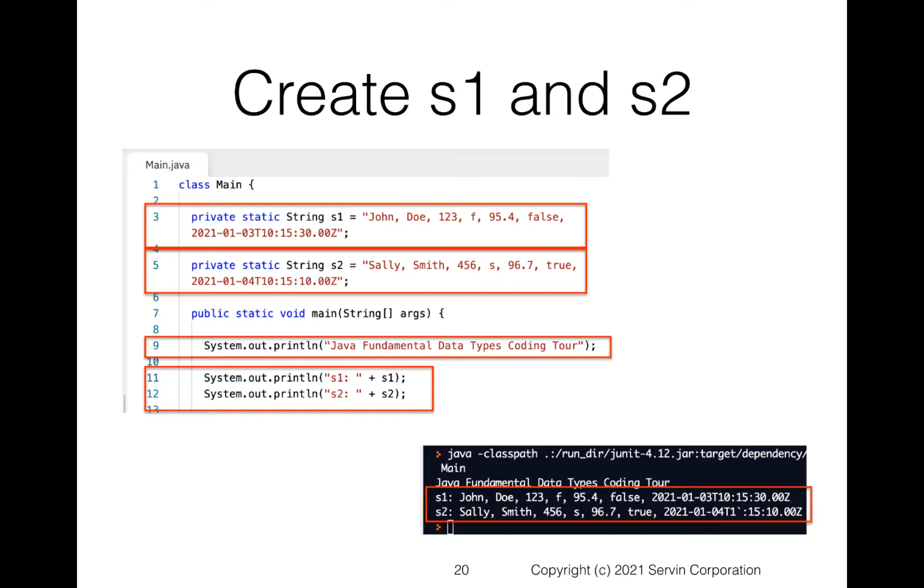Notice at line 9, we print out that we've got a Java fundamental data types coding tour. That was really from the previous demonstration. And you might want to update that and say, now we're going to be using classes. And then on lines 11 and 12, we print out to show how the strings look here at the beginning. And you can see there on the output at the bottom right-hand side how that looks.